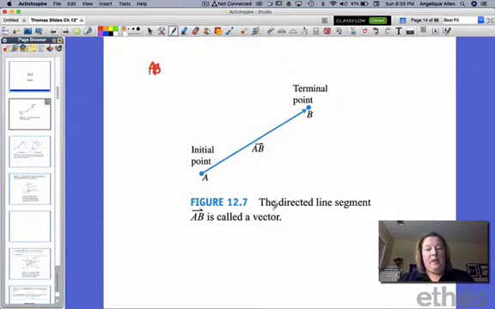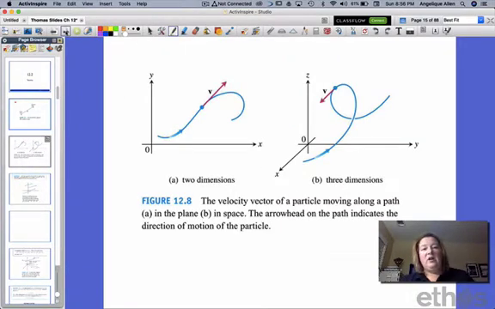So I want you to think of a vector as a directed line segment. Segment because it has a beginning and an end, and directed because it has more than just length to it. It has direction.